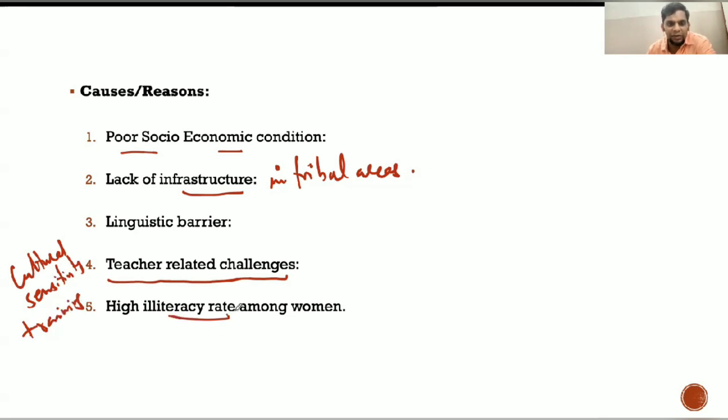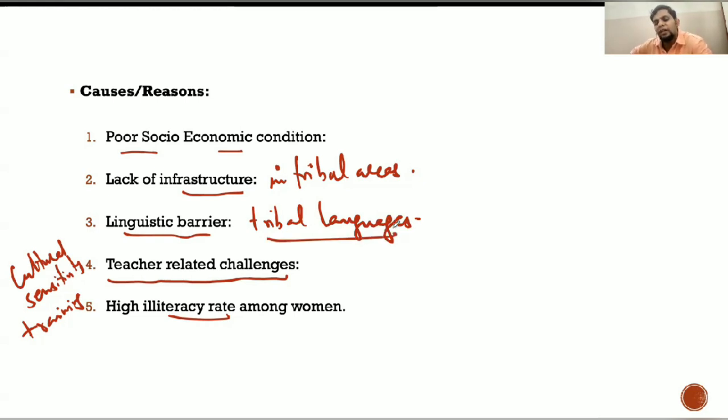Illiteracy rate amongst the women and linguistic barrier. Tribal languages. How many teachers could actually speak tribal languages if they don't really come from the tribal society? So many of these aspects make them a little more distant, right? When it comes to the feel for school and education. So that is something that you want to keep in mind as well, right?